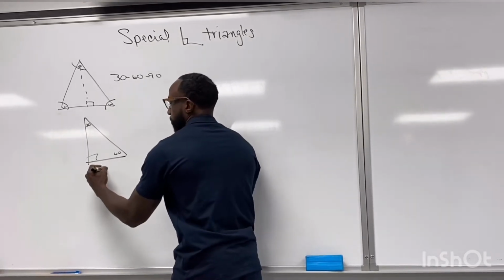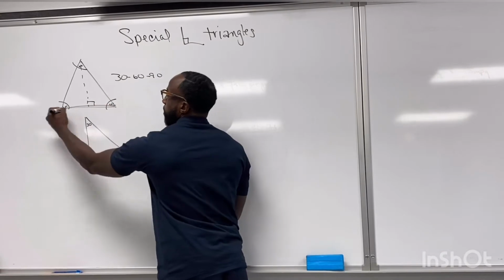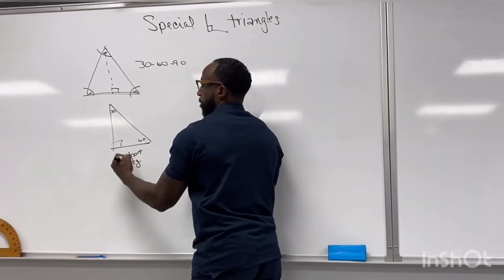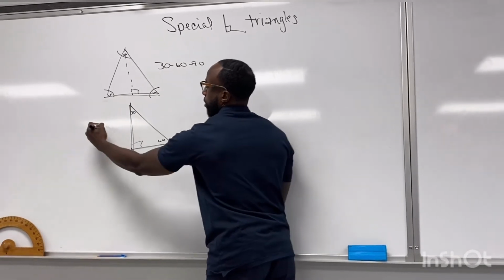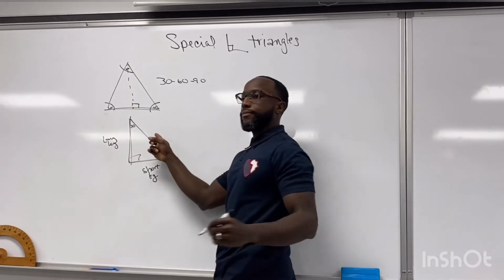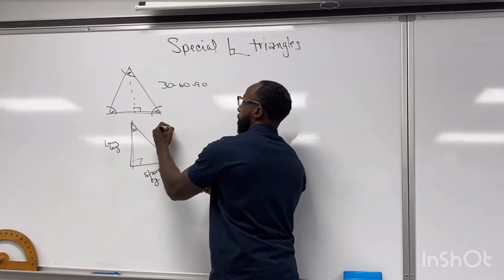So the smaller leg, which is actually the side cut in half, is the short leg. Then the altitude is known as the long leg. And then this side is the what? Hypotenuse.